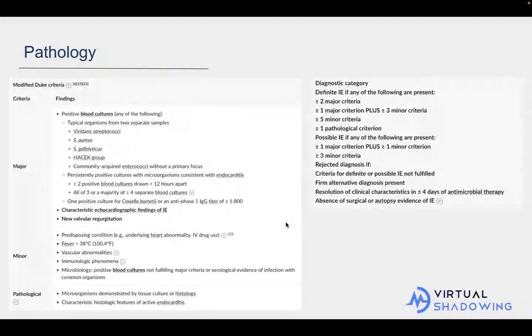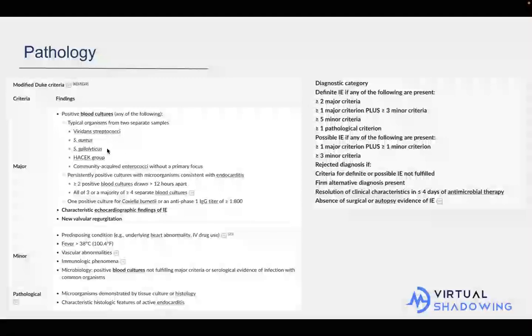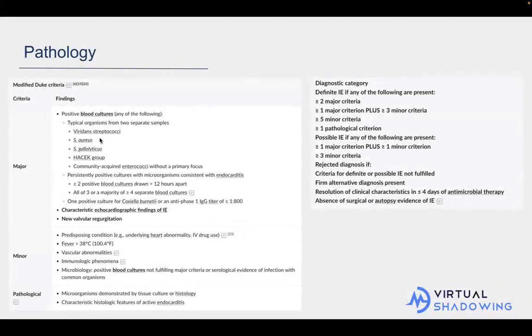Okay. So here's the modified Duke criteria. We like to see positive blood cultures growing one of these organisms. A common one here is Staph aureus, like we saw already. So it's basically positive blood cultures, and we see it on the echocardiogram, which we did for him. We got the positive blood culture, and he had new valvular regurgitation, that murmur that we heard. And so he actually hit all 3 of the Duke criteria. So this is a slam dunk.